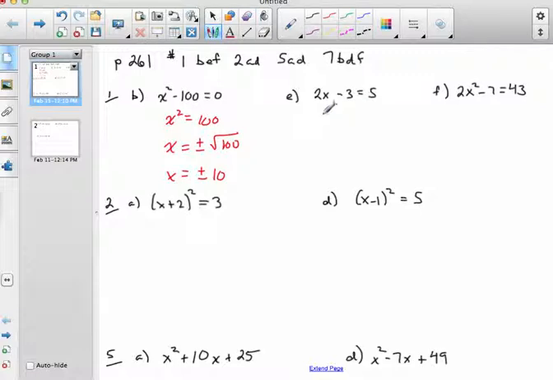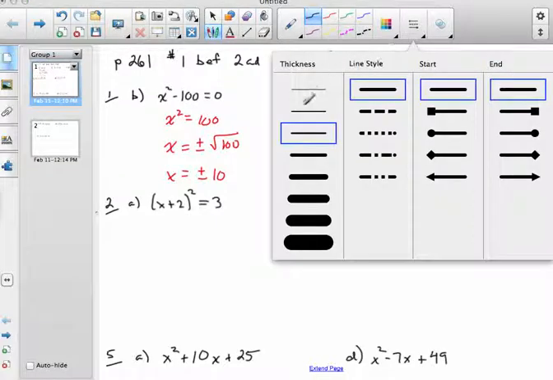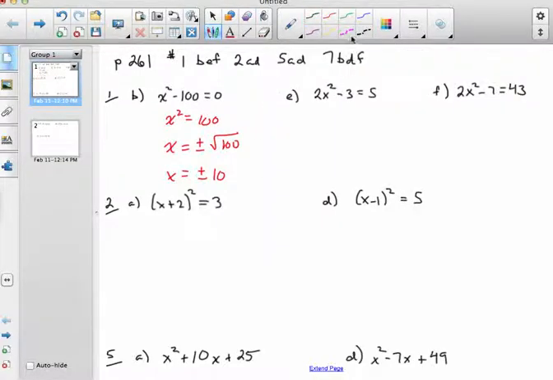This one I'll do the same way. Oops, that should say x squared. This one I'll do the same way. So 2x squared is equal to, move the 3 over and I get an 8. Divide both sides by 2 and I get 4. And I get x is equal to plus or minus the square root of 4, which is plus or minus 2.